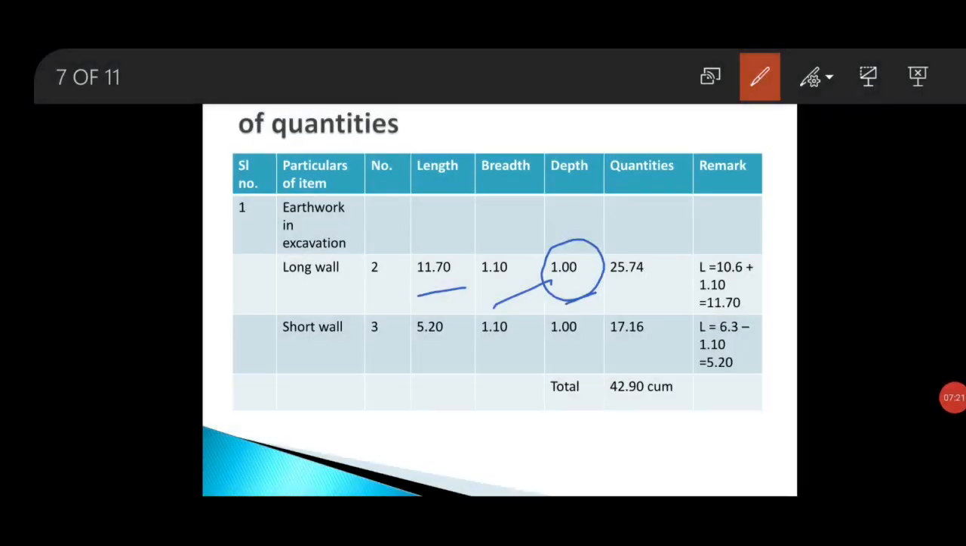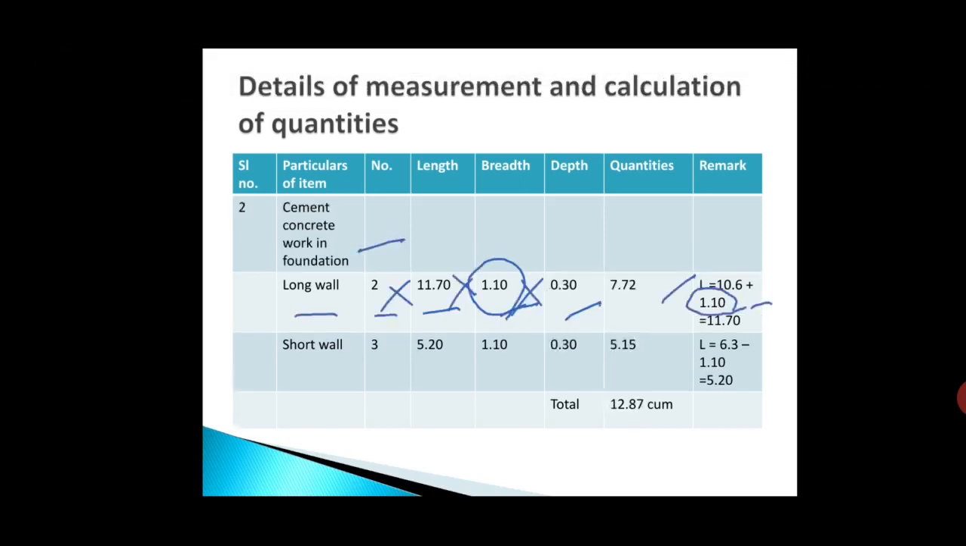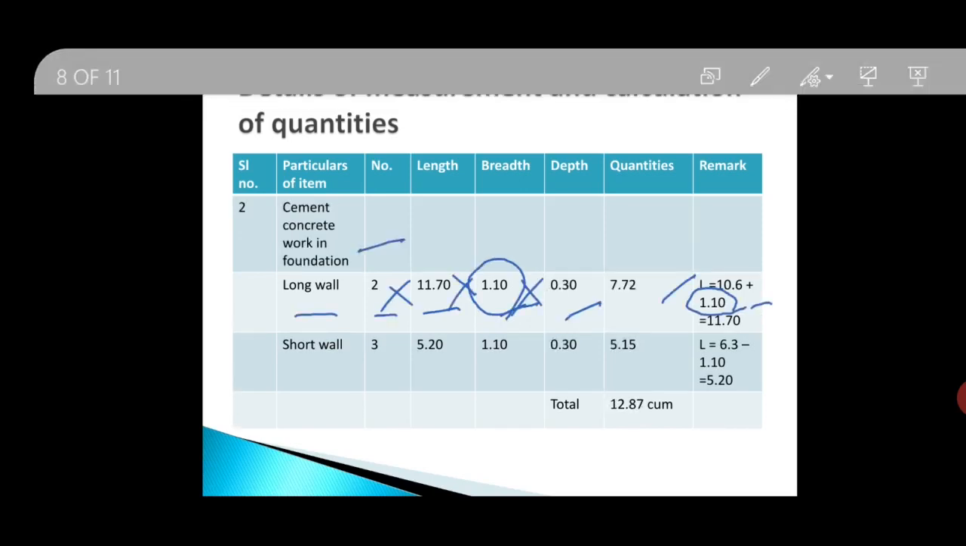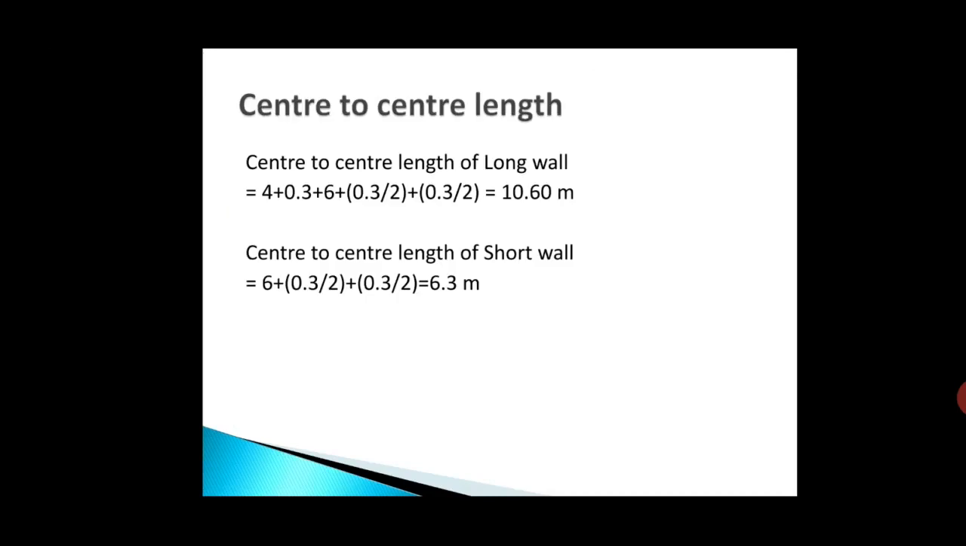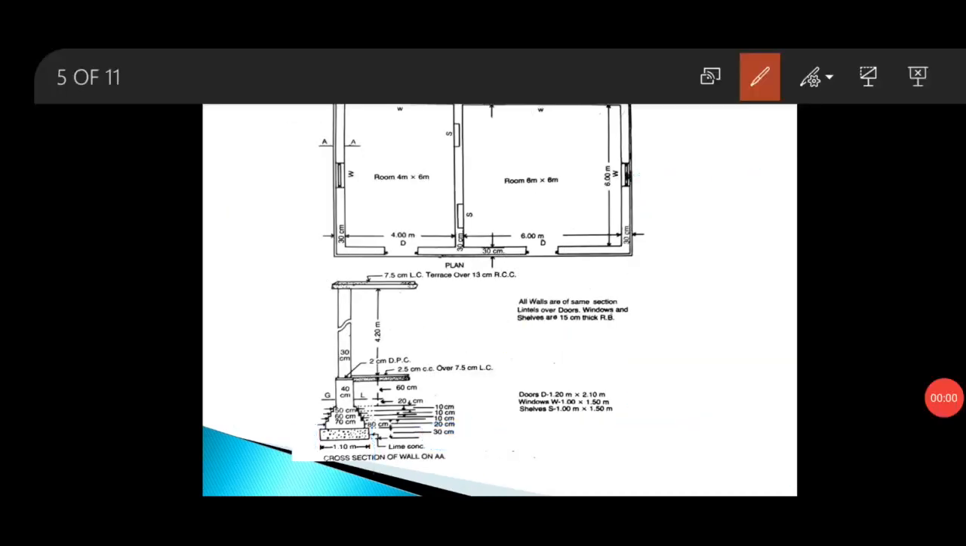So here the depth is 1 in case of earthwork in excavation, as in earthwork in excavation we are taking the depth starting from the ground level up to the bottom of the foundation, and here in case of cement concrete work this is the thickness of the cement concrete work, that is 0.3. Now let us move to the next part, that is short wall. So now we will move to the short wall.